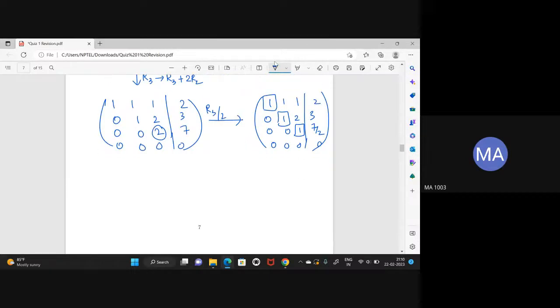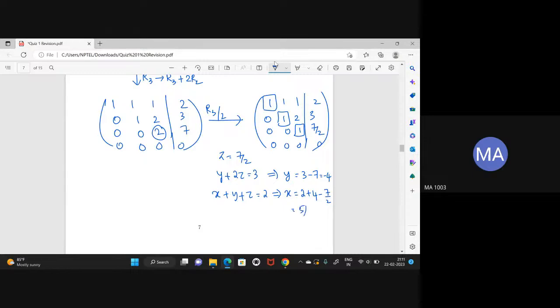How do we find the solution from here? Ma'am, back substitution. Z equal to 7 by 2. Z is 7 by 2. Y plus 2z is equal to 3. So you'll get y from there. 3 minus 7, 7 minus 4. X plus y plus z is 2. So x is 2 minus 2 plus 4 minus 7 by 2. 3 and a half, 6. So that's 2 and a half, is it?